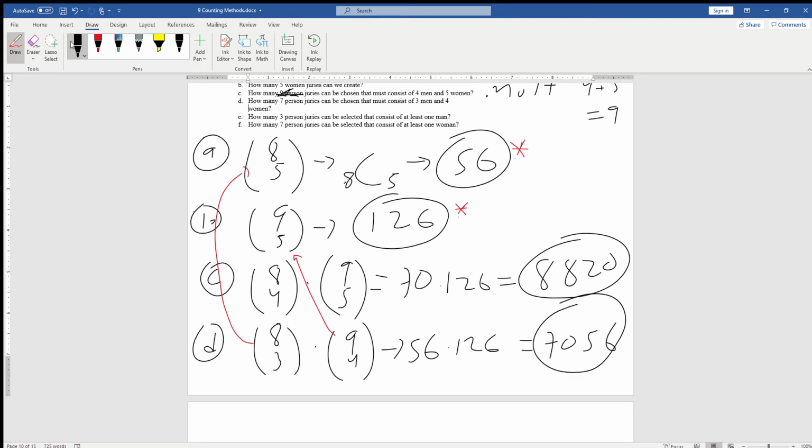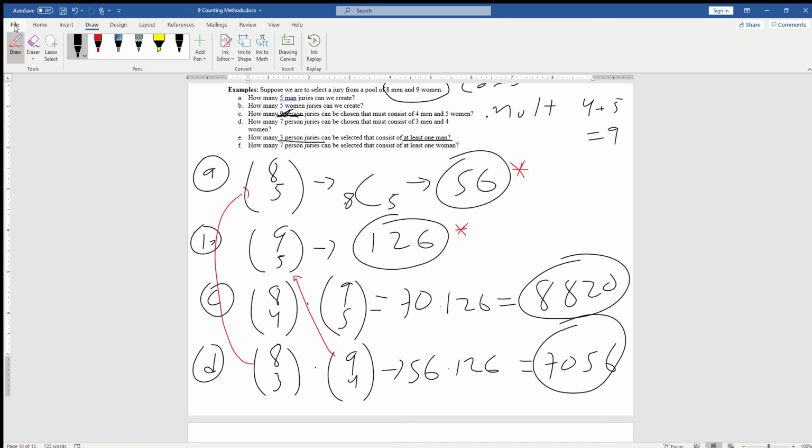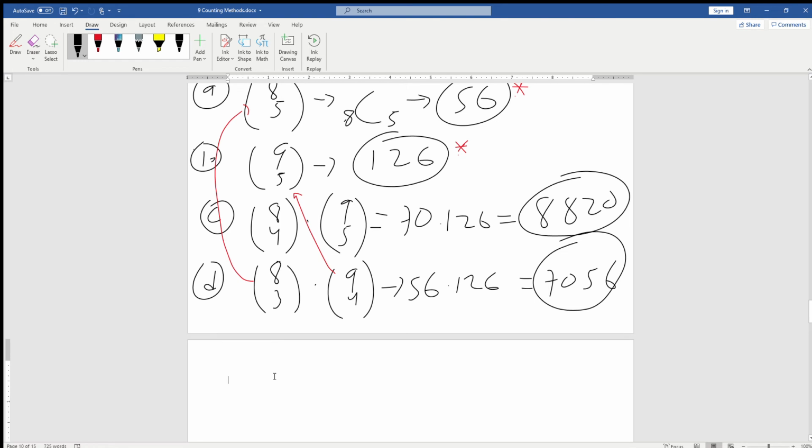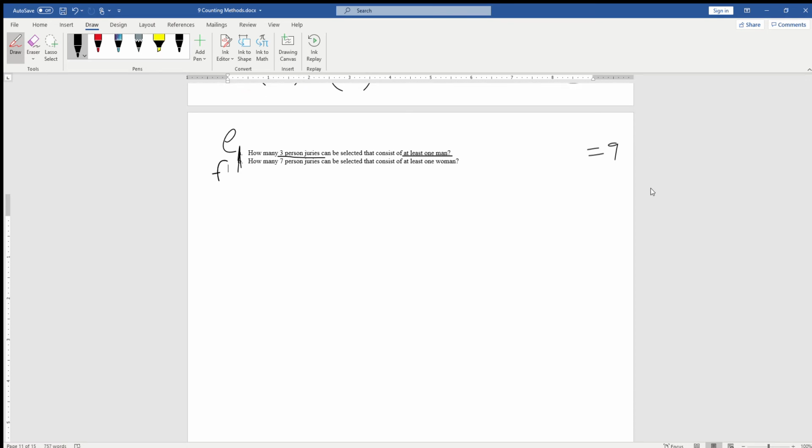Now, what if we want a 3-person jury, and it must consist of at least 1 man? We have to be careful with this one. Let's see what at least 1 man means. I'm going to copy and paste these, and just like we saw earlier with the copy and paste, this is really letter E, and this is really letter F. Be careful with this because it says at least one man, and it's up to 3. So there are actually 3 possible outcomes.